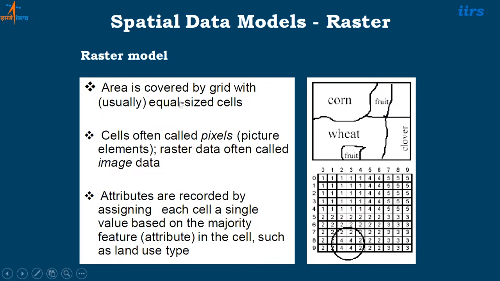So the area is covered by a grid with usually equal size cells, and cells are often represented as pixels or pixel elements. It is also called image data. Attributes are recorded by assigning each single cell a single value, which is called an attribute, based upon the majority feature. Whichever is the majority at this location will be assigned to it, such as land use type. It can be anything basically.